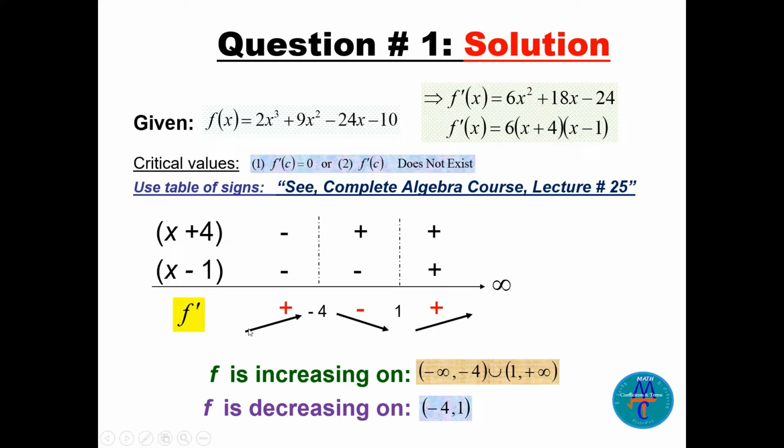See, this is positive. That means f prime is positive. So I put an arrow here. That means the f is increasing. F prime is negative, f is decreasing. F prime is positive, f is increasing. Now we can answer the question. F is increasing where? On minus infinity to minus 4, union 1 to infinity. F is decreasing from minus 4 to 1.